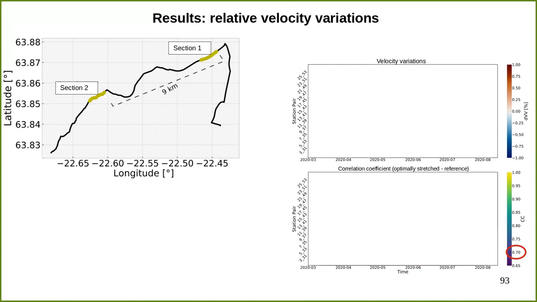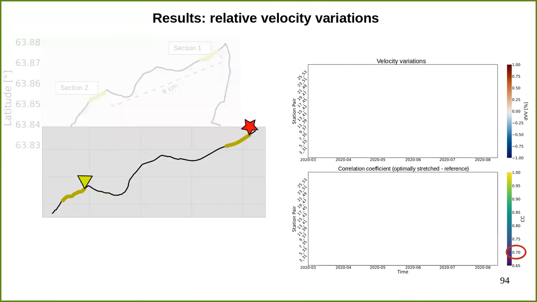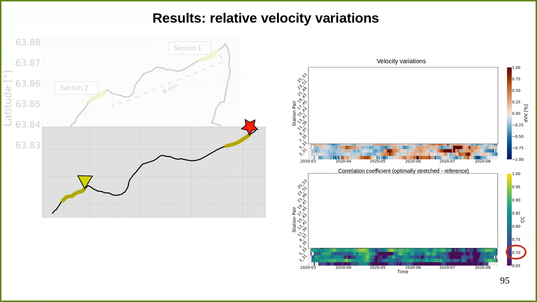We first have a look at the relative velocity changes for the channel pair whose channels are located at the eastern ends of the channel sections. The channel in section one acts as virtual source and the channel in section two as receiver. The results are now shown at the bottom of the right figure. Blue colors indicate slow and red colors high relative wave speeds here in the velocity variation plot.